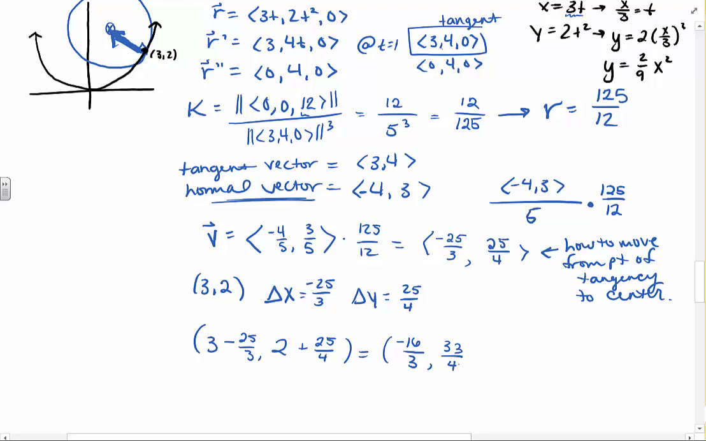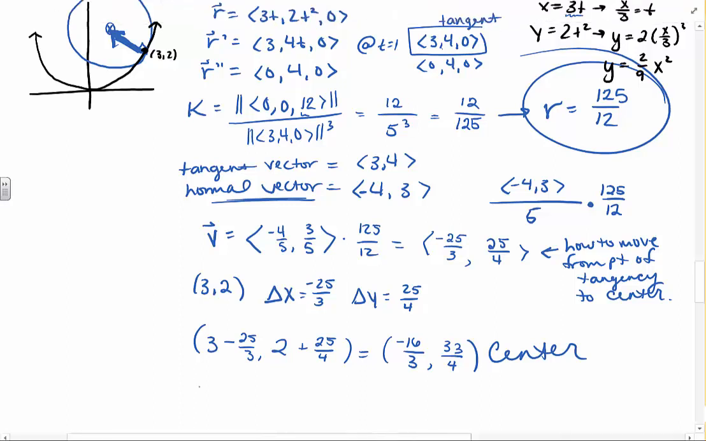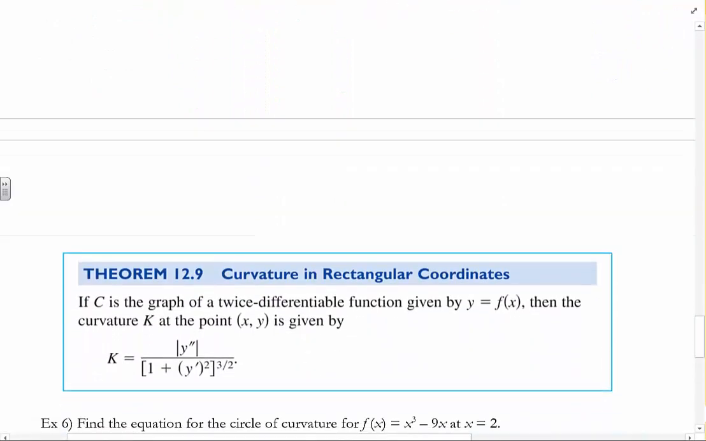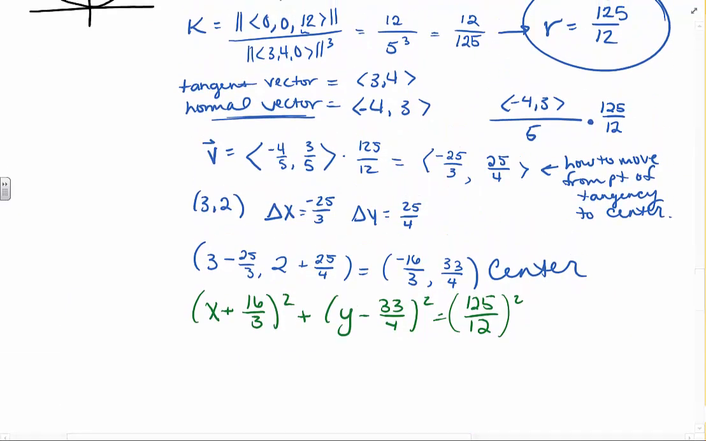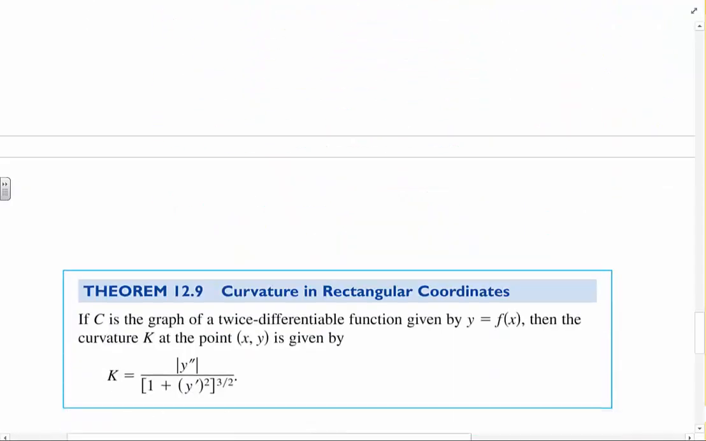And I'm pretty sure I'm right about that. So this is now the center of the circle, and up here I had the radius, so hallelujah, we finally have an answer here. So my circle of curvature is x plus 16 thirds squared plus y minus 33 fourths squared equals 125 over 12 squared. And that, ladies and gentlemen, is circle of curvature. It is not very easy at all. But it should hopefully make sense when you really stop to think about it. So you'll do a little practice, it'll make more sense.